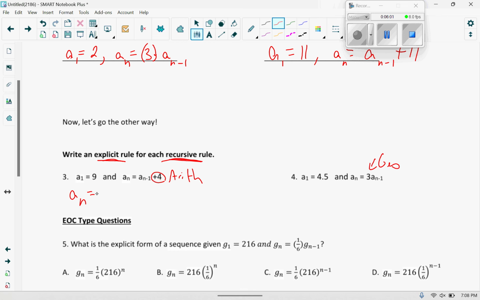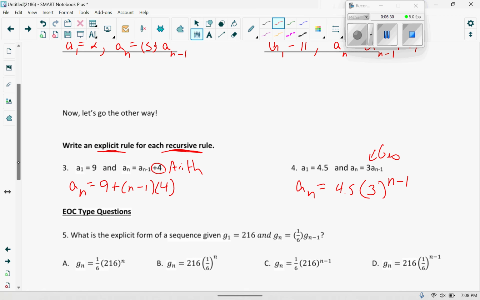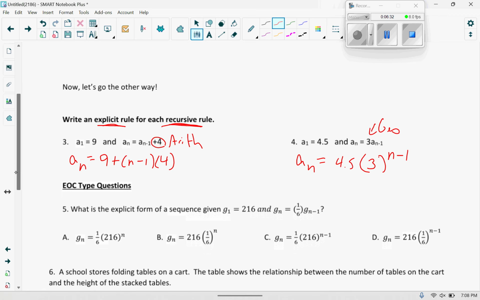So arithmetic, I'm going to say, let's see, what's the first term? 9 plus n minus 1 times 4. And again, this is nothing new, what we've already talked about. So this is a sub n equals, let's see, 4.5 times something to the n minus 1 power. And that's going to be my pattern, so it's 3. So again, this is what we learned yesterday and last week. It's just putting everything together.